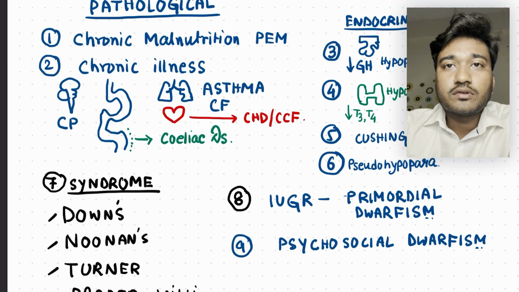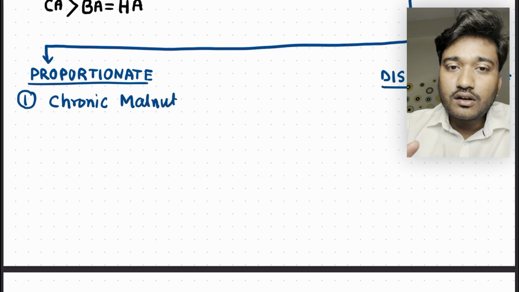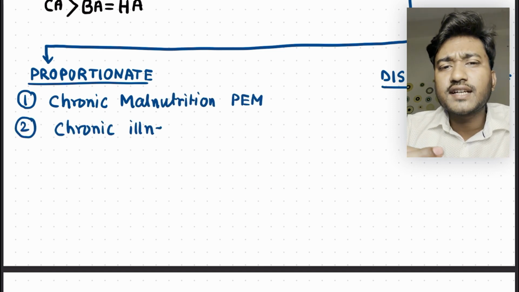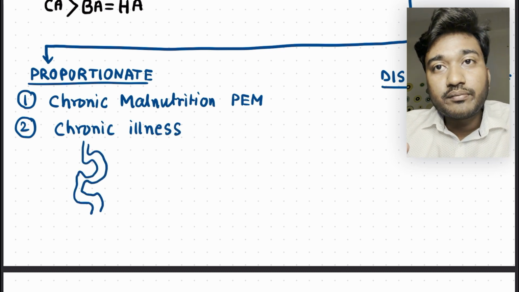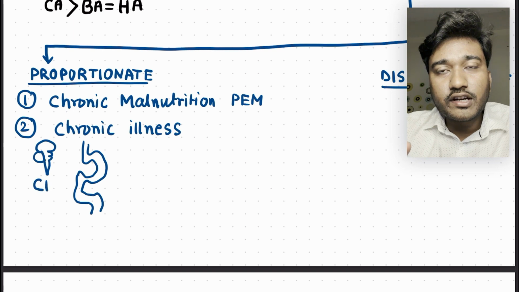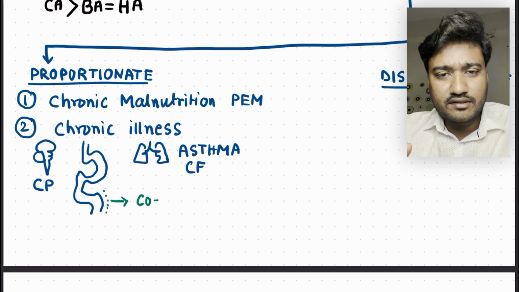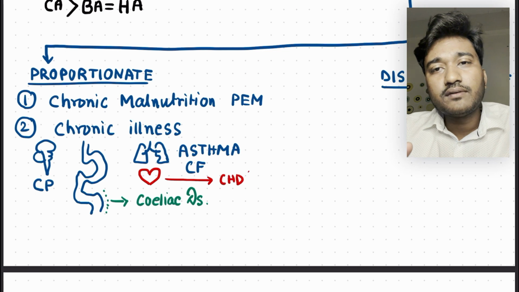So let's talk about the examples of proportionate short stature. Look, if there is chronic malnutrition, the upper segment and lower segment, both the segments will grow less, so the height of the child is less, it's a chronic condition. So the example should be chronic malnutrition, that is protein energy malnutrition, and chronic illnesses, you know all those examples like cerebral palsy, or it could be asthma, or cystic fibrosis, congenital heart disease, or malabsorption like celiac disease, all these things.